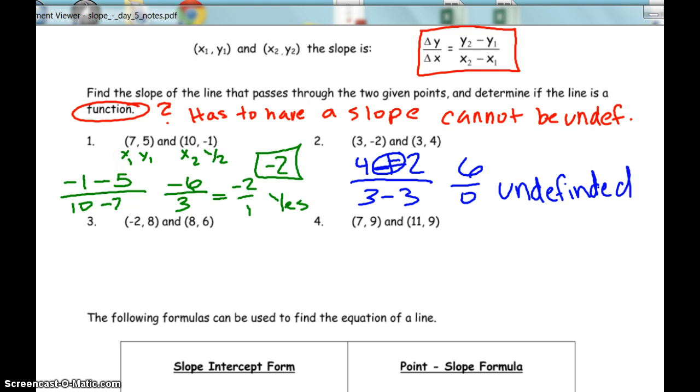So another thing for us to consider is way back at the beginning of the year, we talked about if you have repeating x's, the line cannot be a function. So we could have looked at these 2 points and determined already that based off of the x values, this is an undefined graph, and therefore it is not a function.